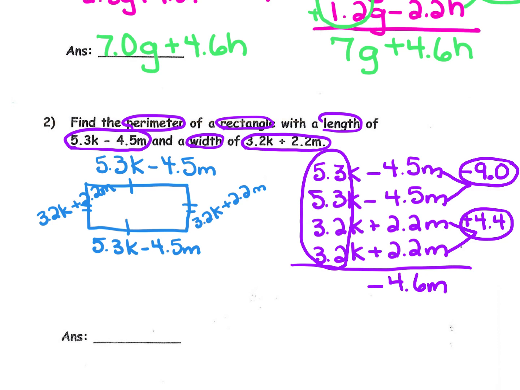Now, as far as your K term goes, all you need to do is use your calculator and combine all those positive values. Punch in 5.3 plus 5.3 plus 3.2 plus 3.2 and hit equals. You should get 17K. This concludes page 13. Now let's look at page 14 together.